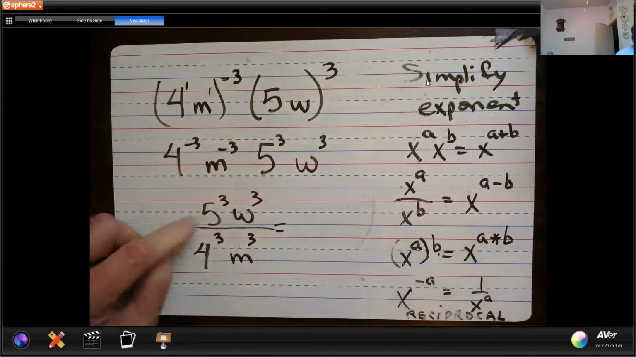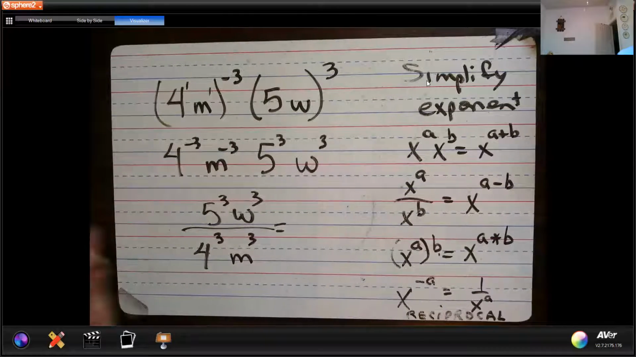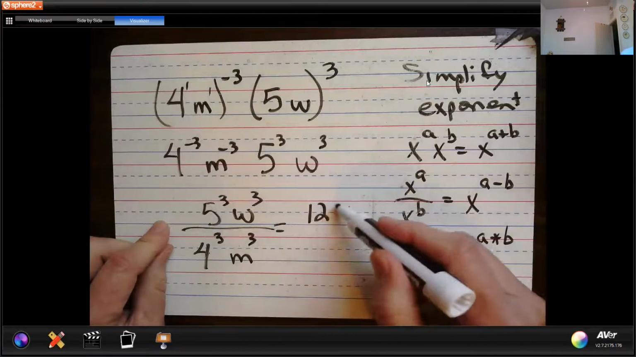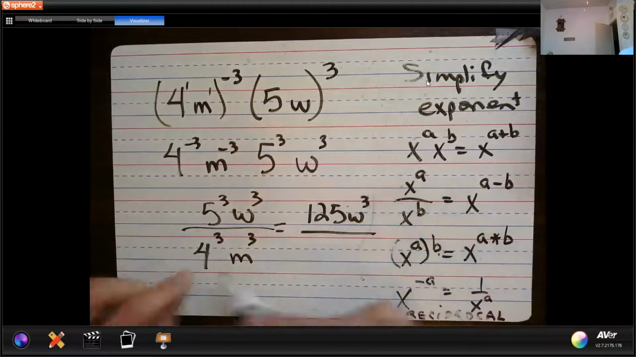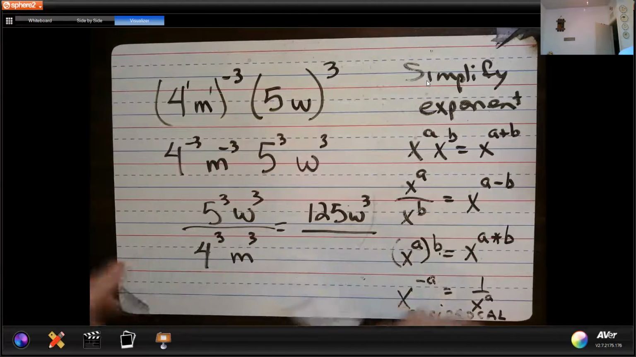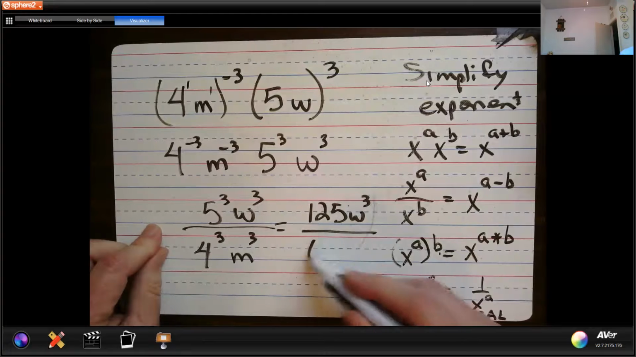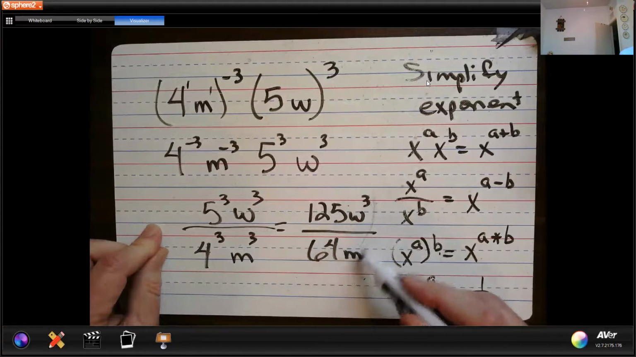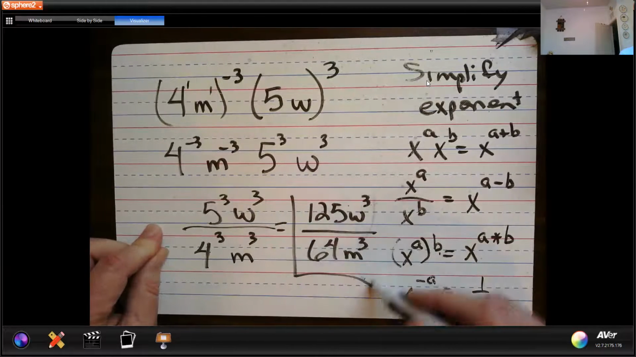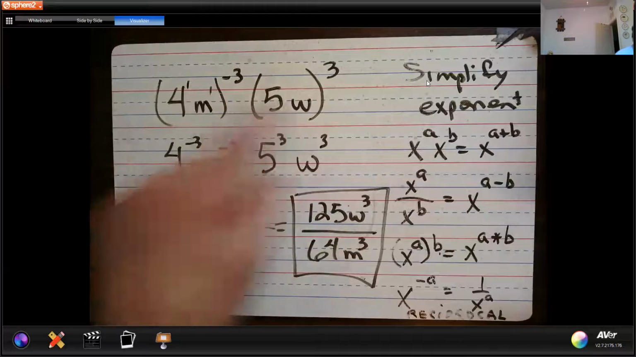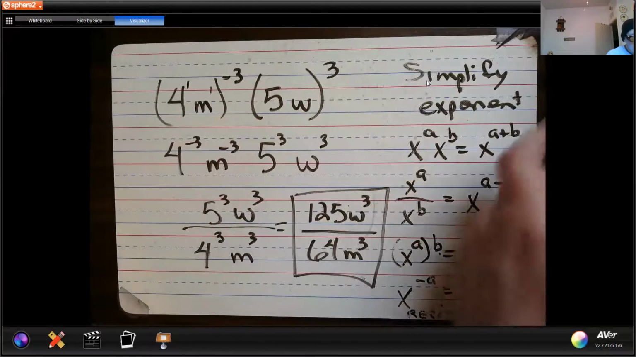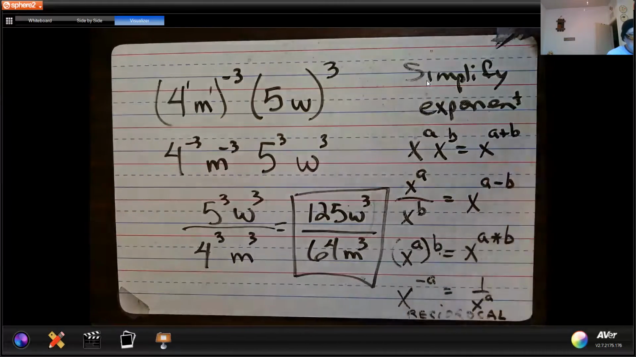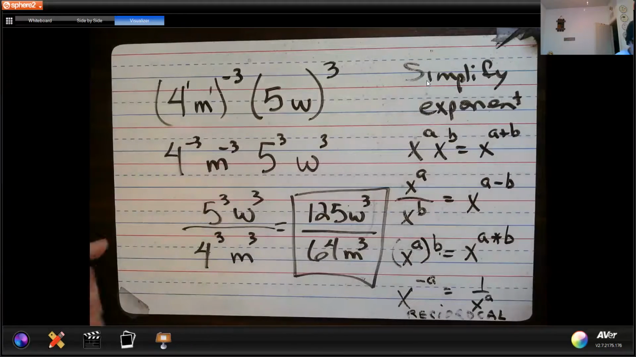No, it's not, because I can work out 5 to the 3. 5 times 5 times 5. 125 w to the 3. What's on the bottom? 4 times 4 times 4. 64 m to the 3. That is the answer to that magnificent thing. Isn't that amazing? That is pretty mixed up, isn't it?